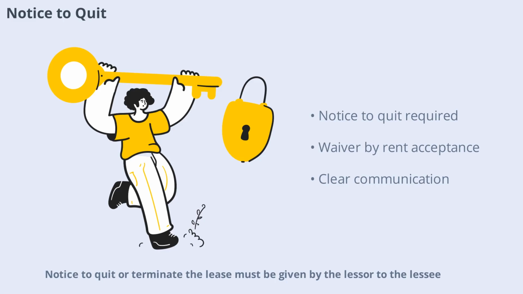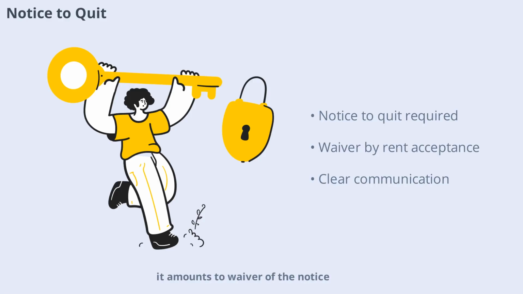Notice to quit or terminate the lease must be given by the lessor to the lessee. If the lessor accepts rent after giving notice, it amounts to waiver of the notice. This rule ensures that both parties are aware of the termination and have the opportunity to respond.